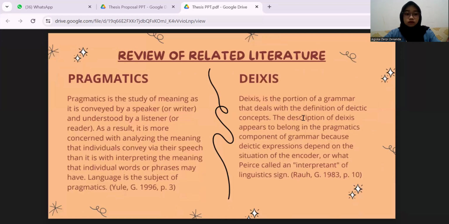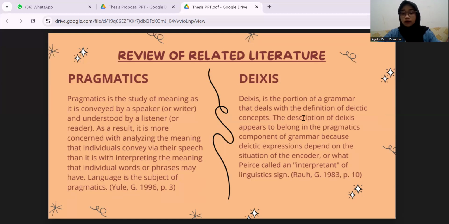Okay, the other one is about pragmatics. Pragmatics is the study of meaning as it is conveyed by a speaker or writer and understood by a listener or reader. As a result, it is more concerned with analyzing the meaning that individuals convey via their speech than with interpreting the meaning that individual words or phrases may have. Language is the subject of pragmatics.